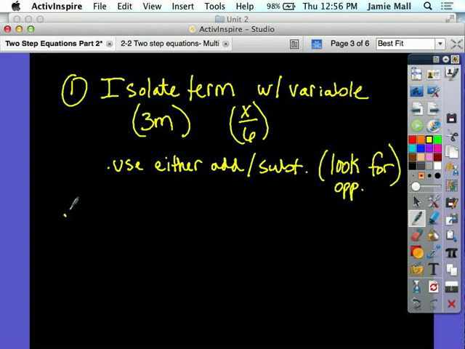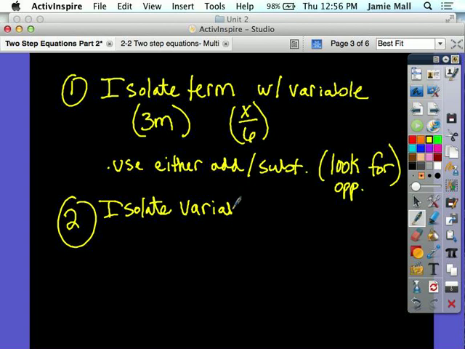Our second step is to get the variable completely by itself. So we're going to isolate the variable. We're going to do that either by multiplying, using the multiplication property of equality, or by using the division property of equality.